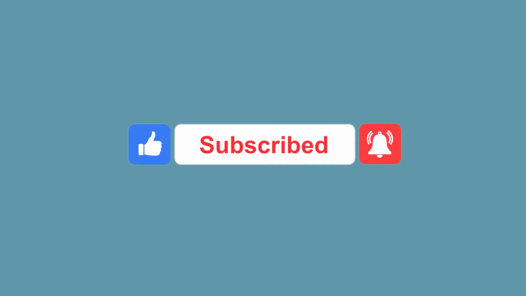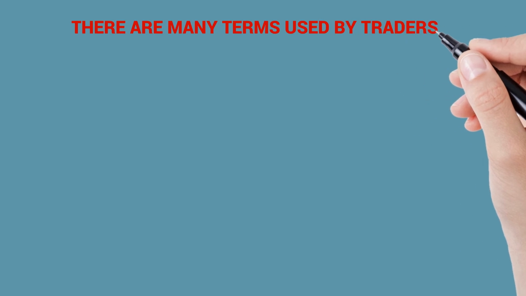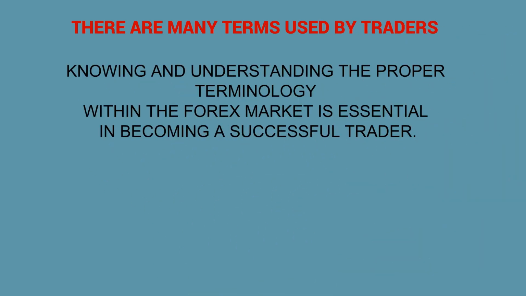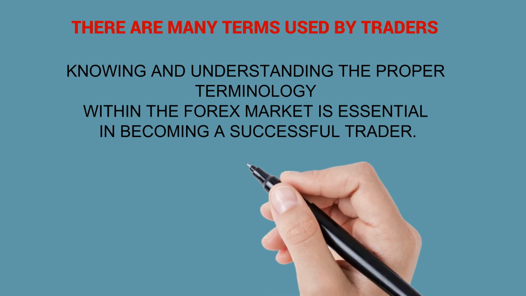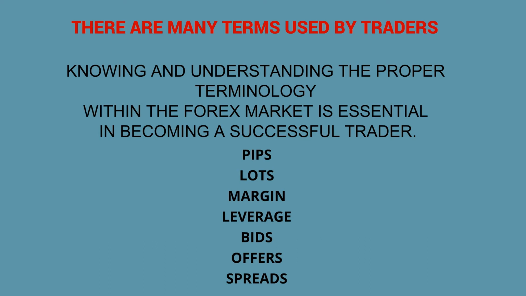In today's video we will talk about terms used by traders in the Forex market. There are many terms used by traders that can at times make it seem like the market has a language of its own, and these can be confusing when starting out. Knowing and understanding the proper terminology within the Forex market is essential in becoming a successful trader. In this video you will learn what pips, lots, margin, leverage, bids, offers and spreads are.